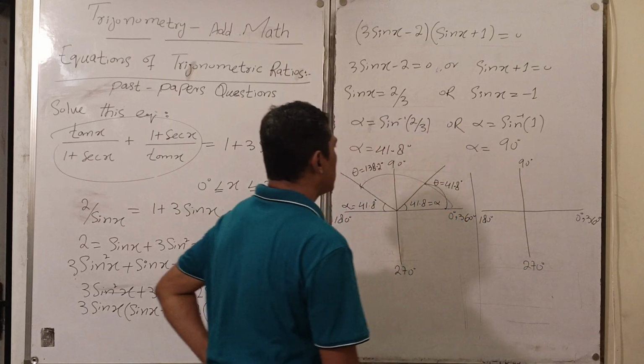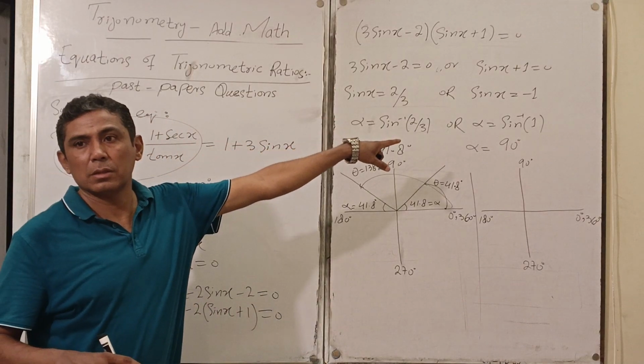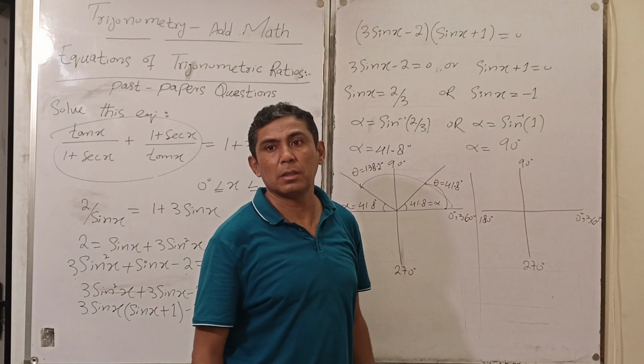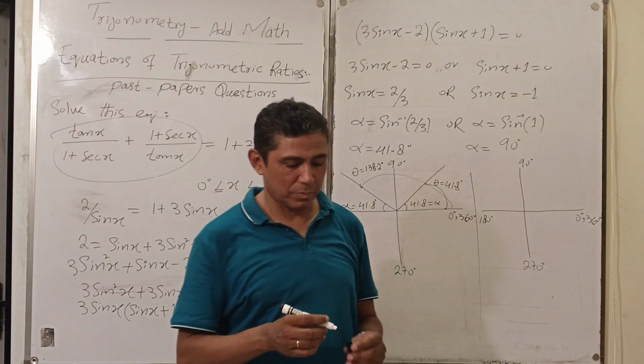Okay, sine x is minus in this case. So where will sine be minus? That one I ignored. Just a minute, let me clear.